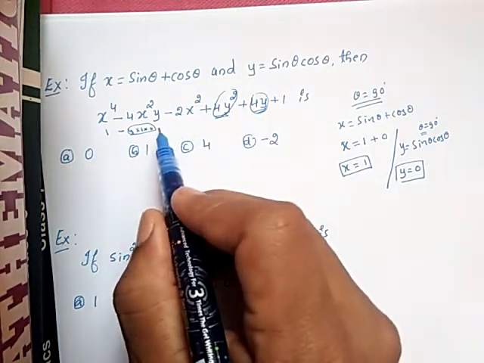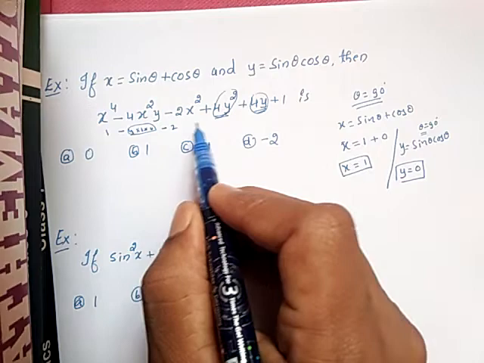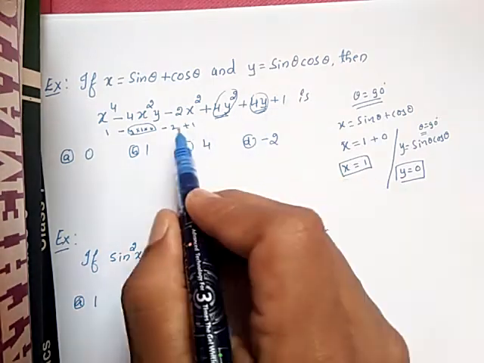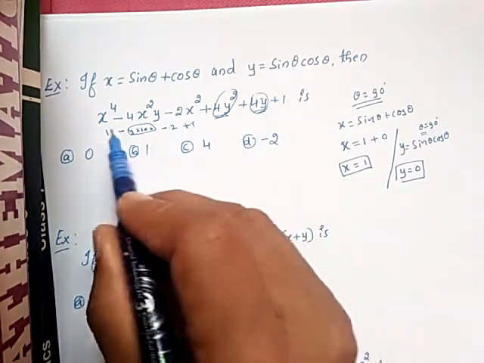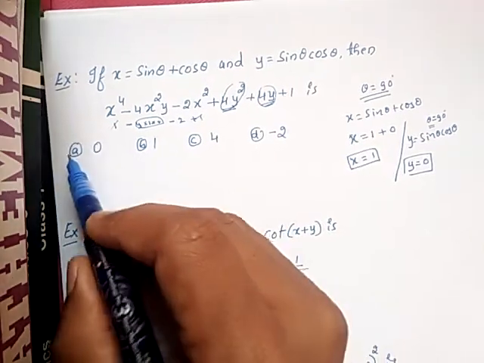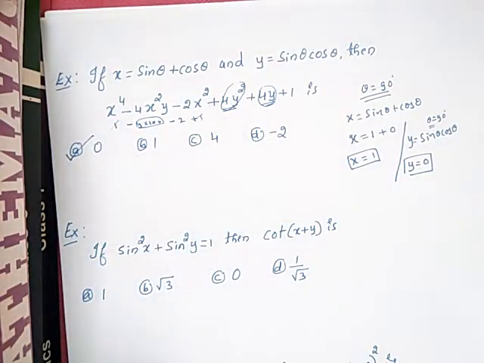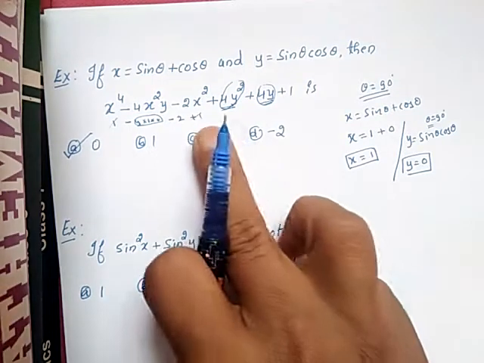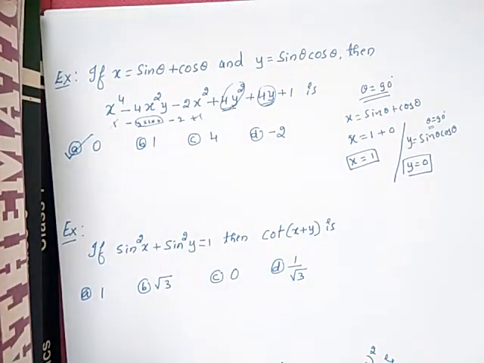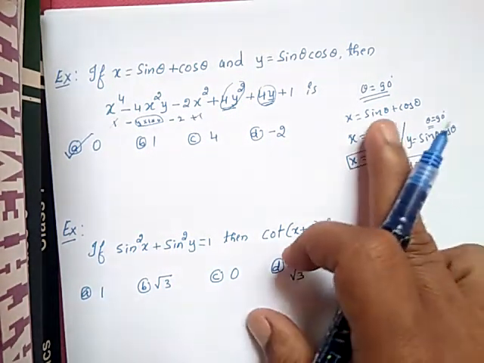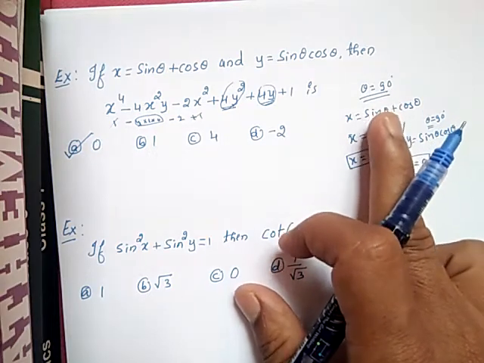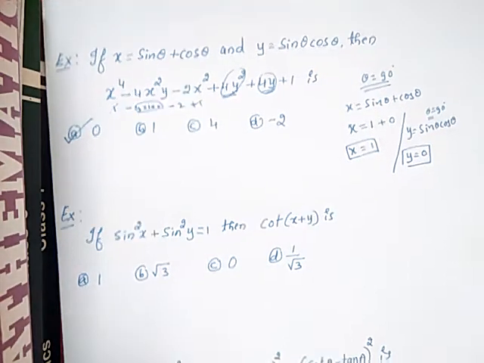Okay, so now it will be again minus 2, and here it is plus 1. So 1 plus 1 is 2, so this also gets cancelled. So what is the remaining here? 0 is the answer. So just substitute the values x is equal to 1 and y is equal to 0 here, so that you will get the answer. Instead of theta is equal to 90 you can take 0 also, and substitute the value, you will get the answer.